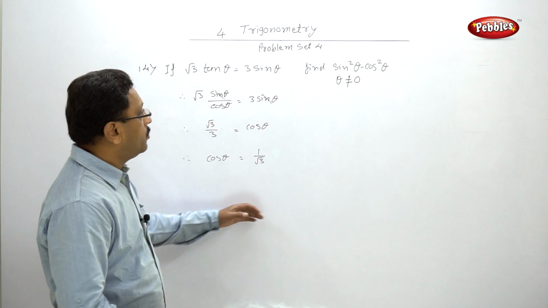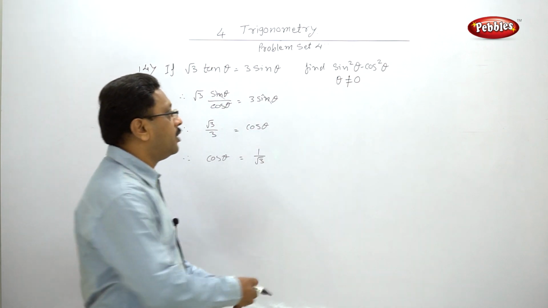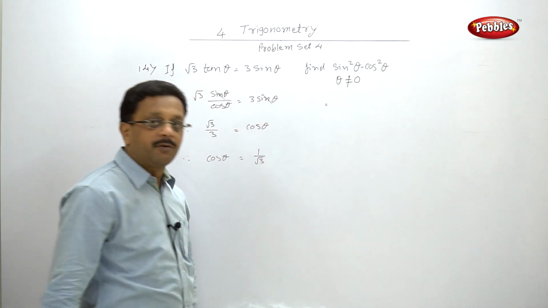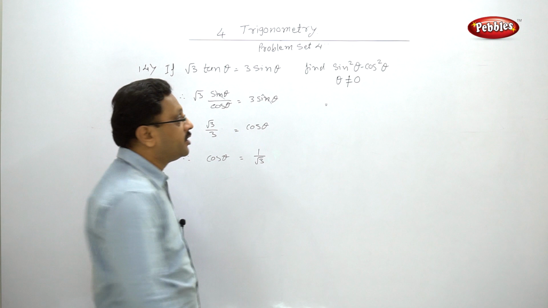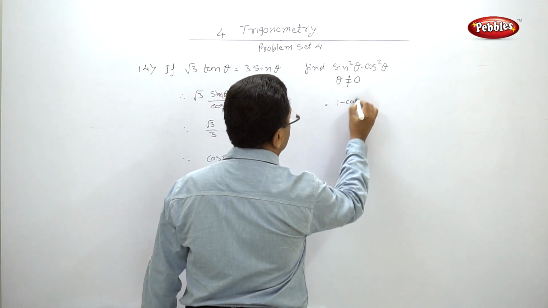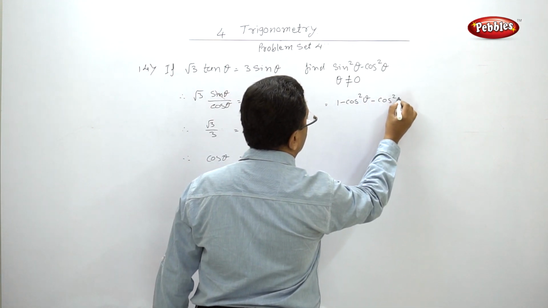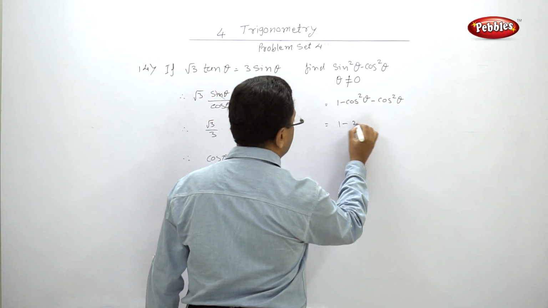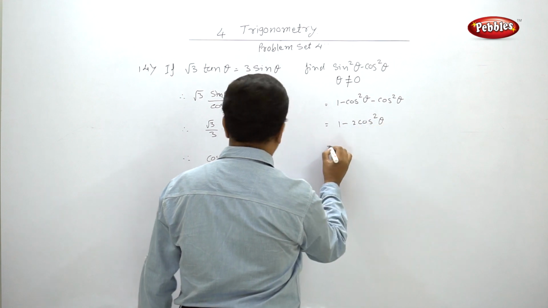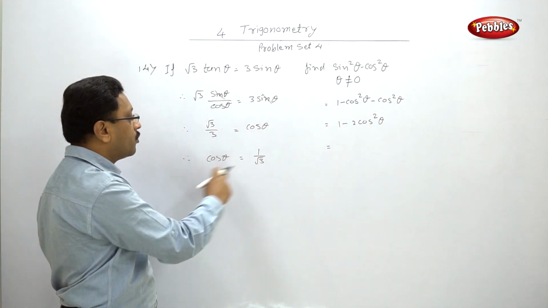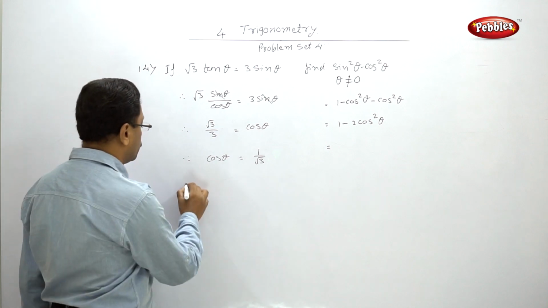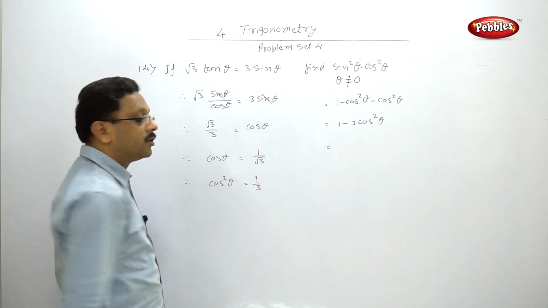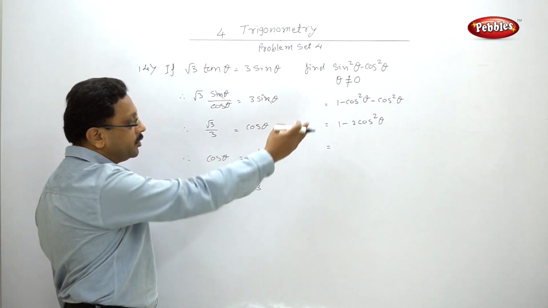Okay? Now, let us come to here. We want to find a value of this. So, we have sin square theta can be written as 1 minus cos square theta, minus cos square theta. Correct? So we have 1 minus 2 cos square theta, and from here we know the value of cos square theta. If we square both the sides, we have cos square theta is equal to 1 upon 3. So let us substitute this value there.